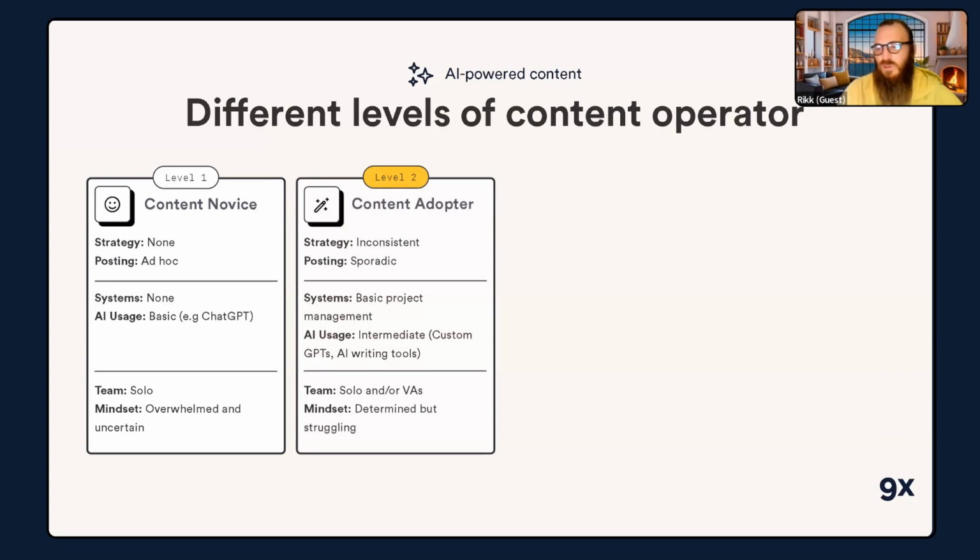Then you have a content adopter, someone who's bought into the idea that, okay, we need to do this. There's a clear advantage if we can get over the hump. The strategy is inconsistent, posting here and there, basic system management. So maybe they have something on a Notion doc, or they open up a Monday board or the free version of Asana, and they're trying to keep track of their work. AI tools is custom. So maybe they've upgraded to ChatGPT Pro, or they've tried Claude, or maybe they're using Perplexity or something like that. And then the team is usually the solo person, or they have 1 or 2 VAs that are helping them with their business. And then the mindset is like, oh, we have to figure this out, but it's very difficult.